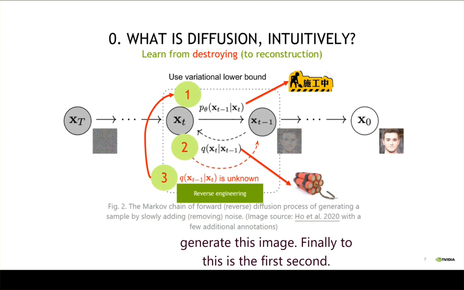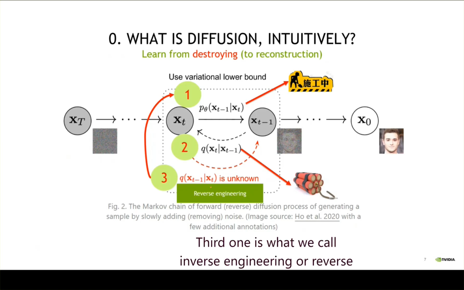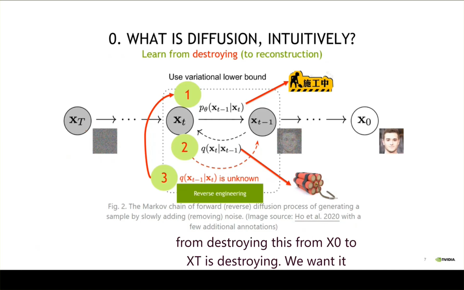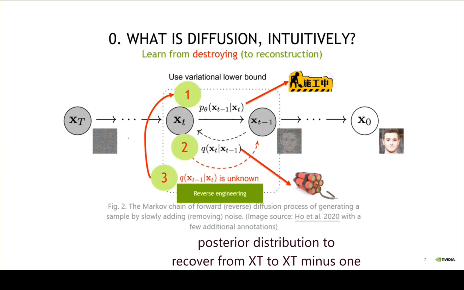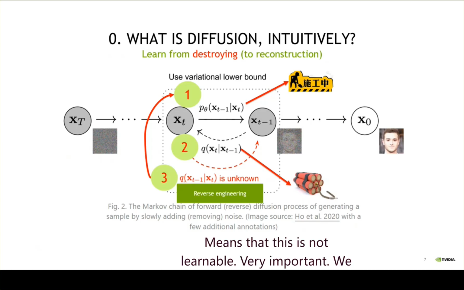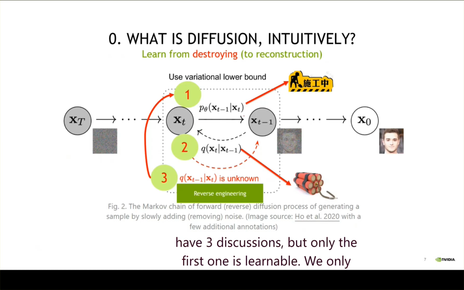The third one is what we call inverse engineering or reverse engineering. We want to learn from destroying. This from x0 to xt is destroying. We want its posterior distribution to recover from xt to xt minus 1. This is more noise, this is with less noise. This is the third one. You can see there are no parameters here, meaning this is not learnable. Very important: we have three distributions, but only the first one is learnable.